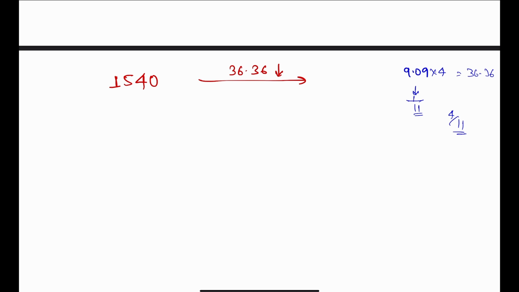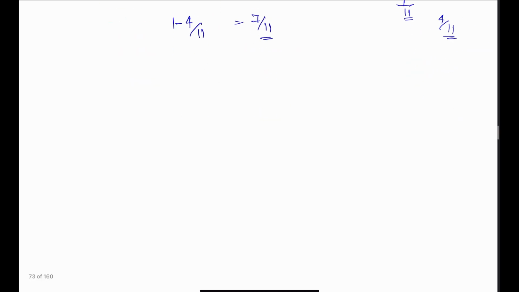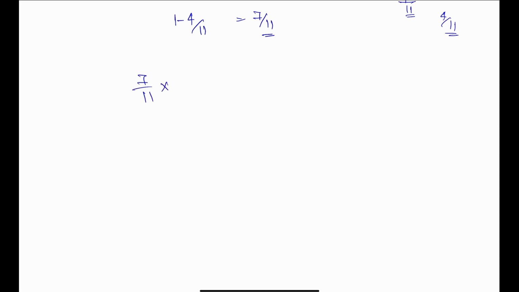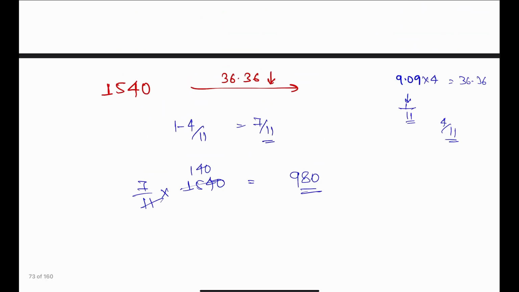If it is decreased, 1 minus 4 by 11 is nothing but 7 by 11. 7 by 11 into 1540, it is nothing but 140 into 7, which is 980. This is the answer of this question. Moving on.